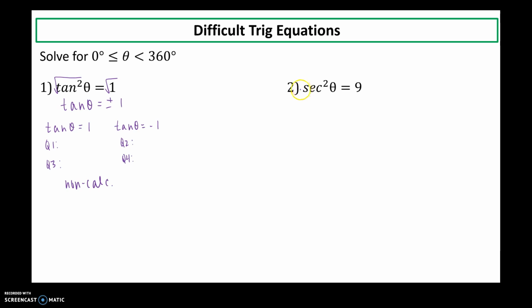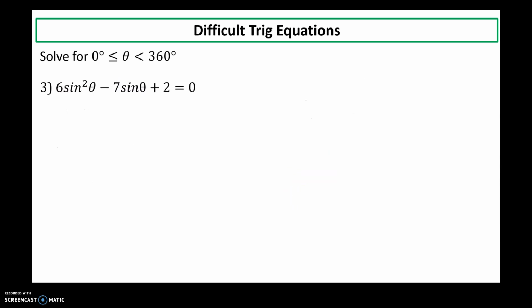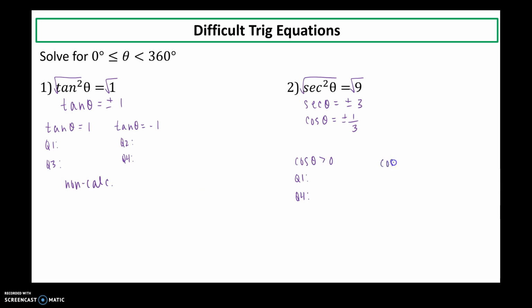Okay, next, secant squared of theta equals 9. I take the square root. I get secant of theta equals plus or minus 3. Secant is the reciprocal of the cosine function. So this will be where the cosine of theta is equal to plus or minus 1/3. Okay, so I know my cosine is positive in quadrants 1 and 4. And I know my cosine is negative in quadrants 2 and 3.